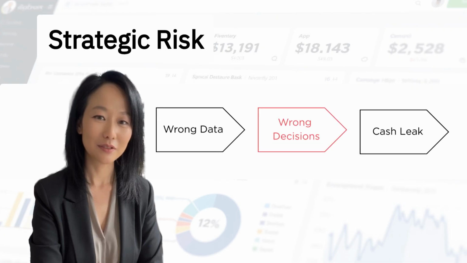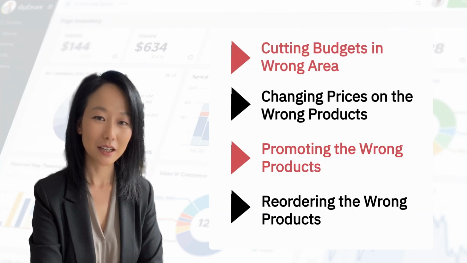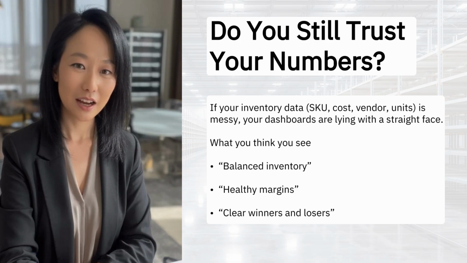When leadership trusts flawed reports, they make confident decisions in the wrong direction, cutting budgets in healthy areas, changing prices on the wrong products, pushing marketing toward underperformers, and reordering what shouldn't be reordered. That's how market share slips without a clear cause. Take a breath and ask yourself, do you still trust your numbers?